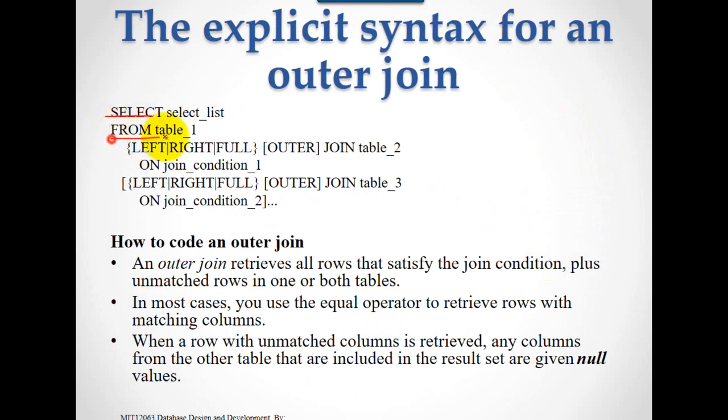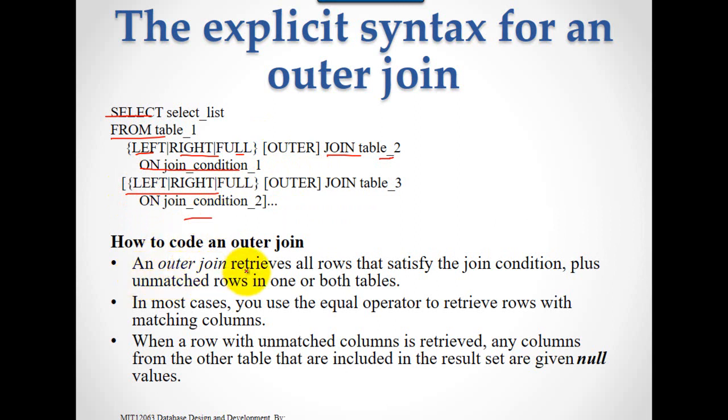We will see the syntax. Select list comes from table 1 join table 2 and the condition, but additionally we will have left, right or full. The outer keyword is optional. You can see it is within square brackets, which means it is optional. If you have more than two tables, you can continue to add joins as we did with inner joins.